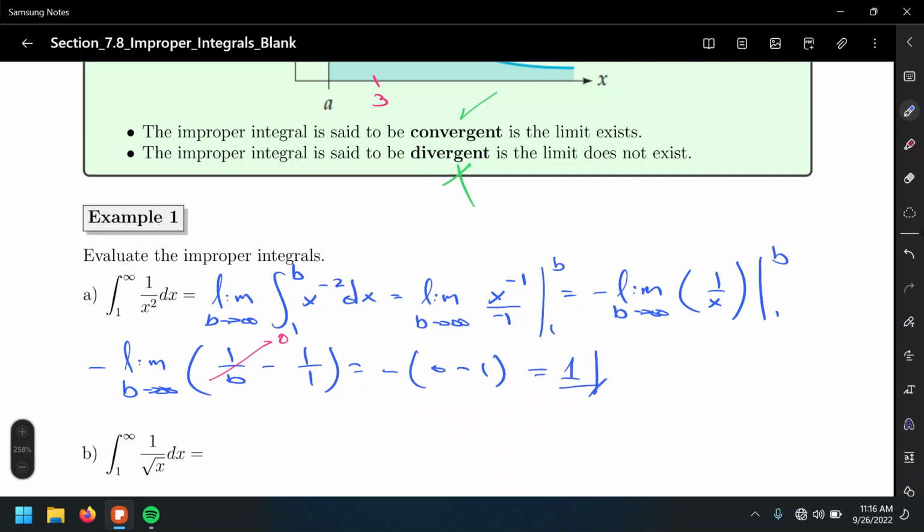And what did we get over here? We got a finite number, a finite value. That means the limit exists. And because the limit exists, the integral converges. All right, the integral converges.